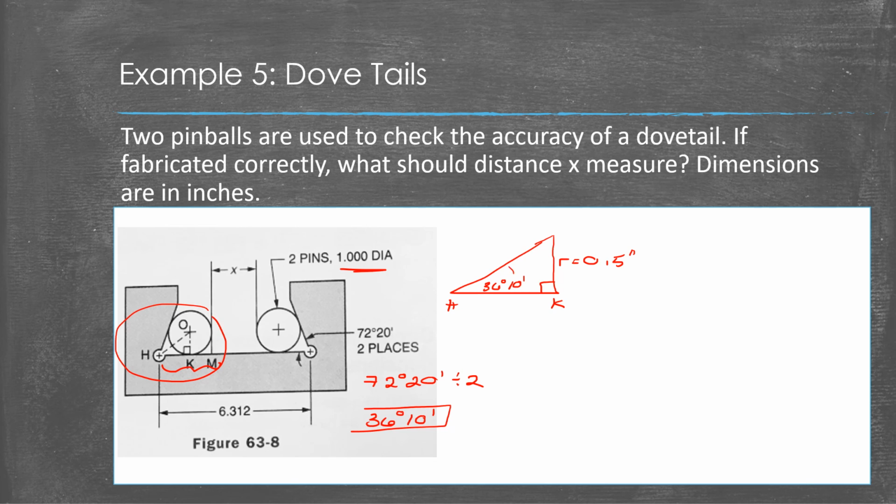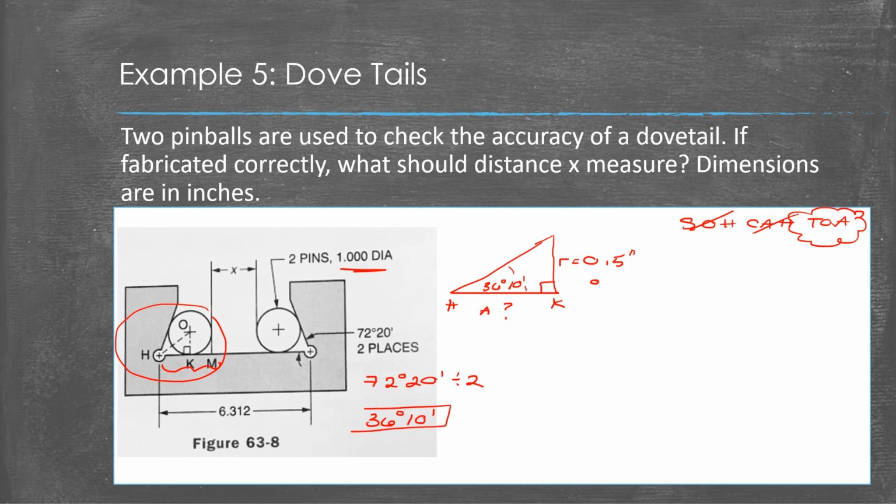So that's our angle. Now we figure out which trig we need to use. This is what I want to find: distance HK. So I have opposite, and this is adjacent. I don't have the hypotenuse, and I don't need the hypotenuse. SOH CAH TOA: the sine and cosine ones are out because I don't have the hypotenuse. We're going to use tan because it uses opposite and adjacent.